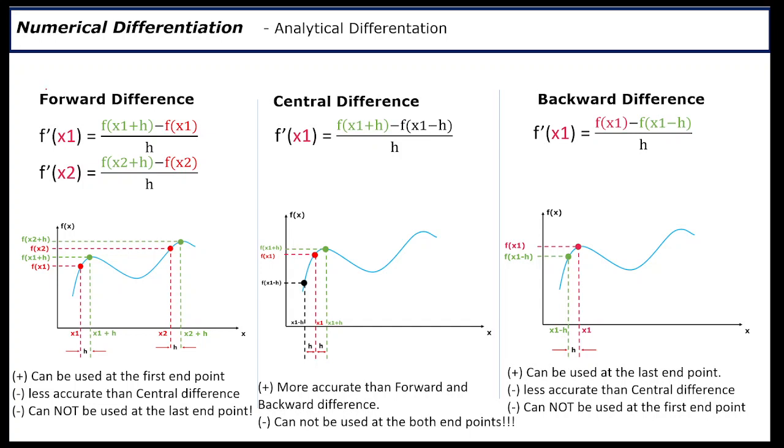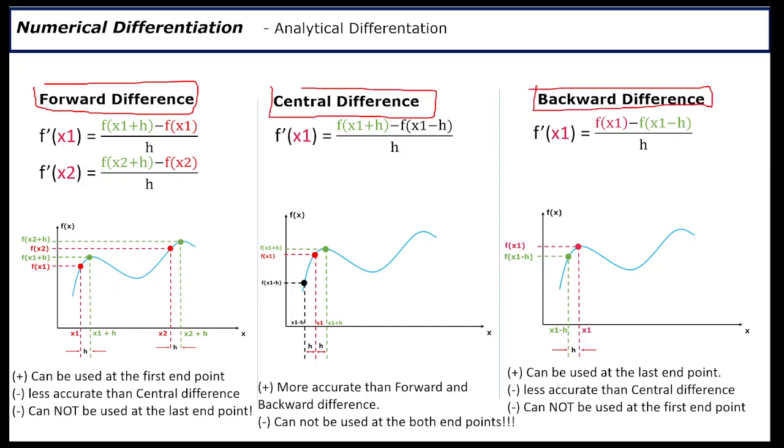Normally, we have three methods to find the differentiation of a function. First is the forward difference, the second is the central, and the third one is the backward. Why do they have those names? Let's go a little deeper into the concept and we will know.